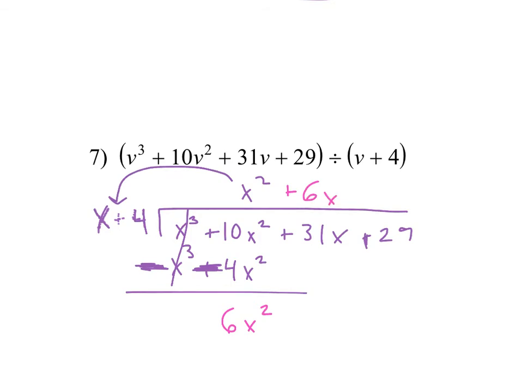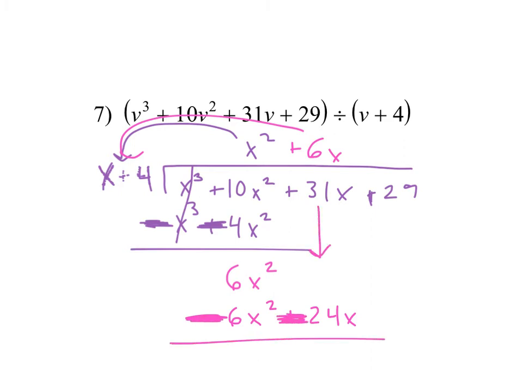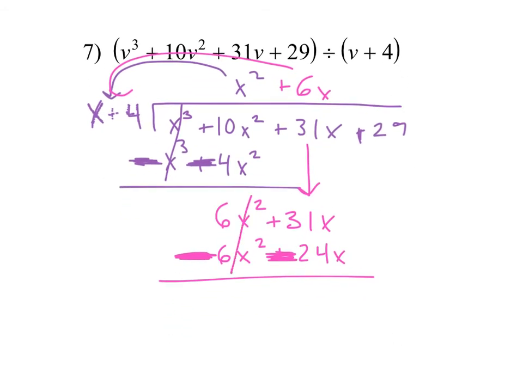What do we do next? Multiply. So it's 6x times x. 6x squared. We got the same thing, so we know we did it right. What's 6x times 4? 24x. What do we have to do next? Change the signs, and bring down the 31x. So what's 6x squared minus 6x squared? They cancel. And what's 31x minus 24x? 7x.